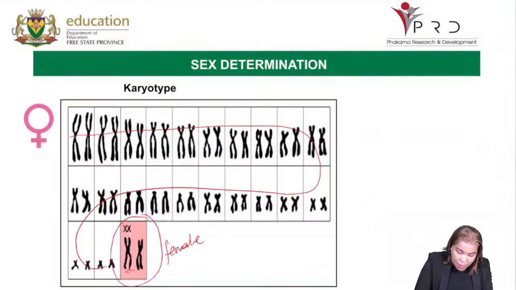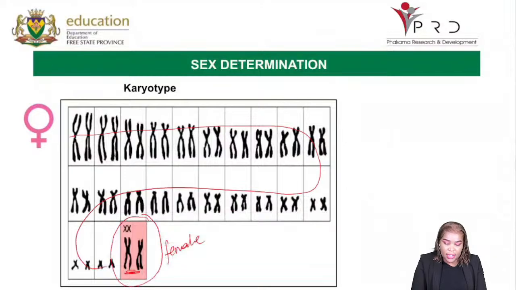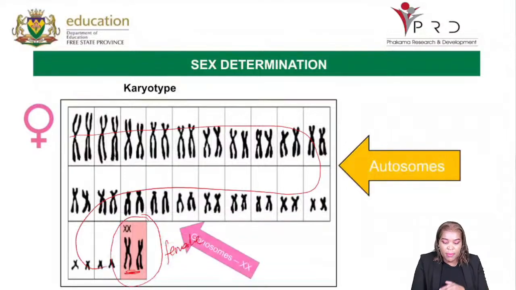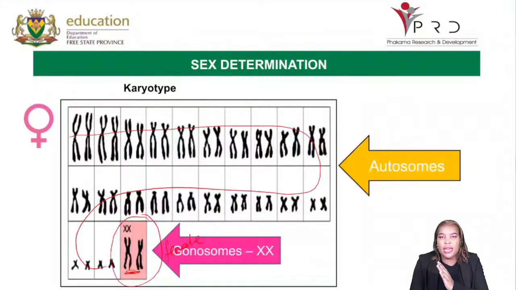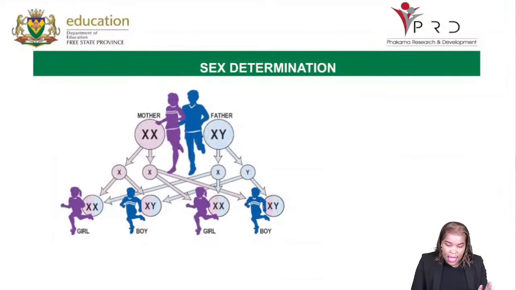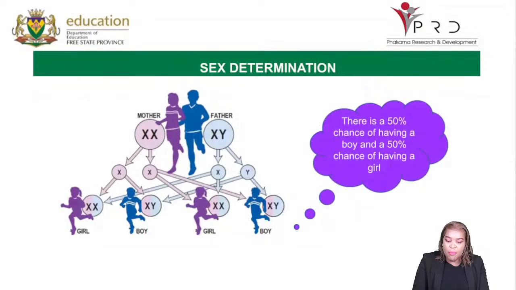Why do we say it's female? Because females have XX chromosomes. So when you cross, you remember your female is XX, your male is XY. Then you know every time a male and a female meet, there is always a 50% chance of getting a boy or a girl. So it's 50-50 each time.